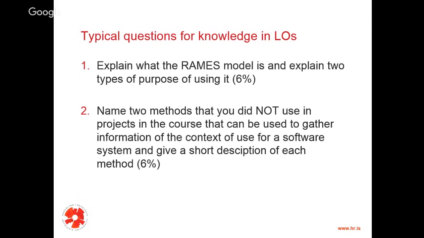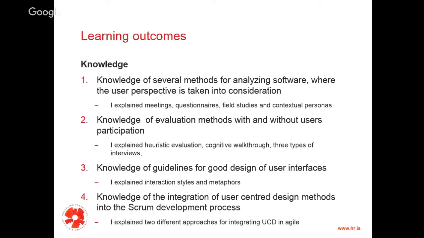Here I say name. That is a typical knowledge question. Name two methods that you did not use in the projects in the course that can be used to gather information of the context of use for a software system, and give a short description of each method. Okay, so these could be meetings, questionnaires, field studies. You did not use these.